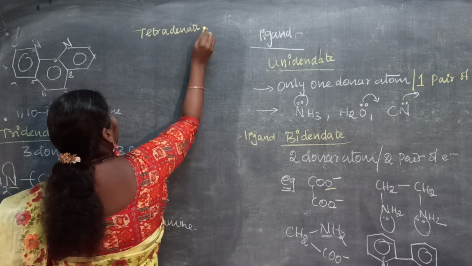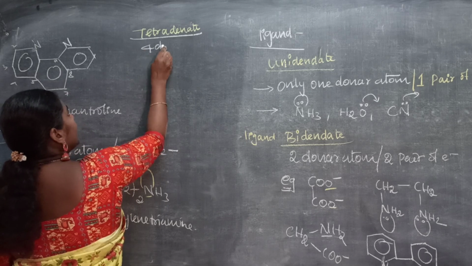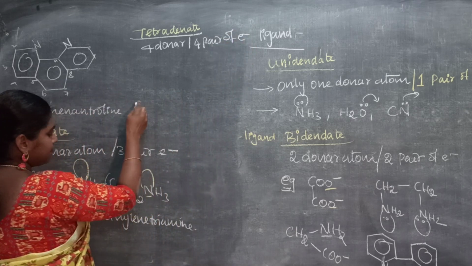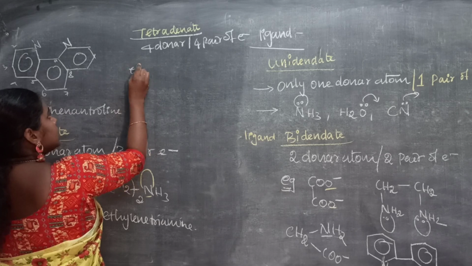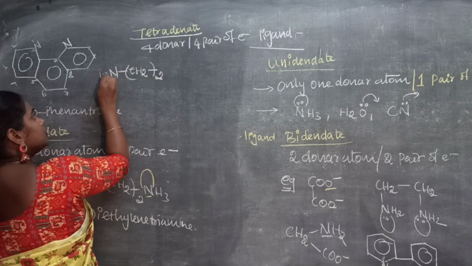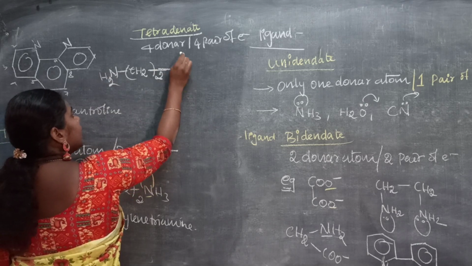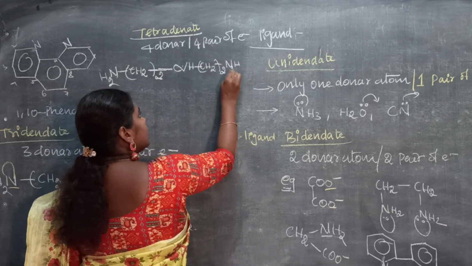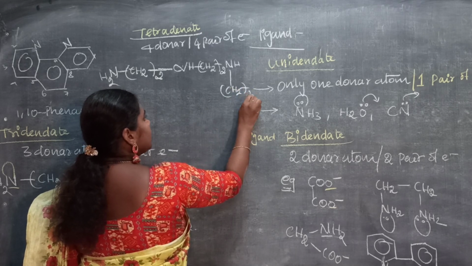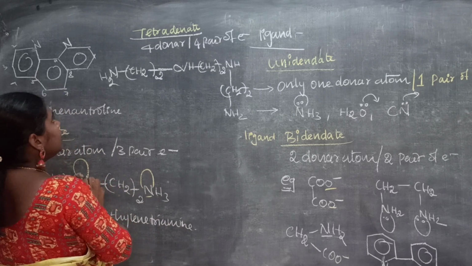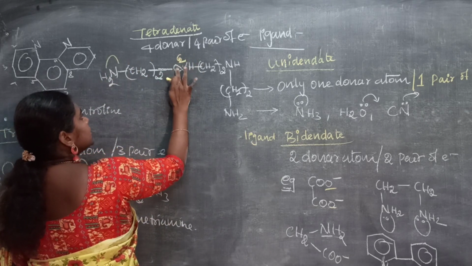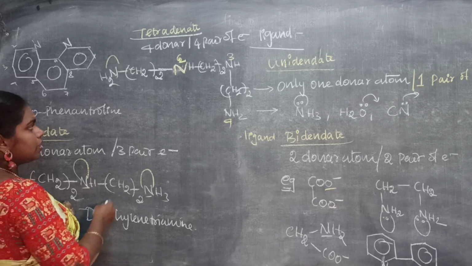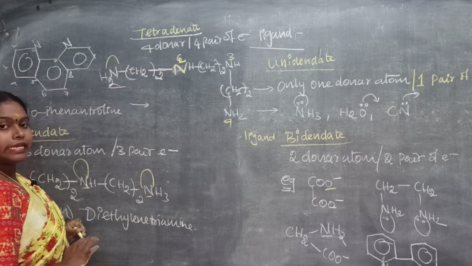Tetradentate, so it contains four donor atoms, and it is able to donate four pairs of electrons. For example, ethylene, CH2, NH2, then NH, then CH2 twice, NH, then CH2 twice, then NH2. How many donor atoms are there? Here it is 1, here it is 2, this is N, then here it is 3, here it is 4. In this ligand there are 4 donor atoms, so it belongs to the tetradentate ligands.